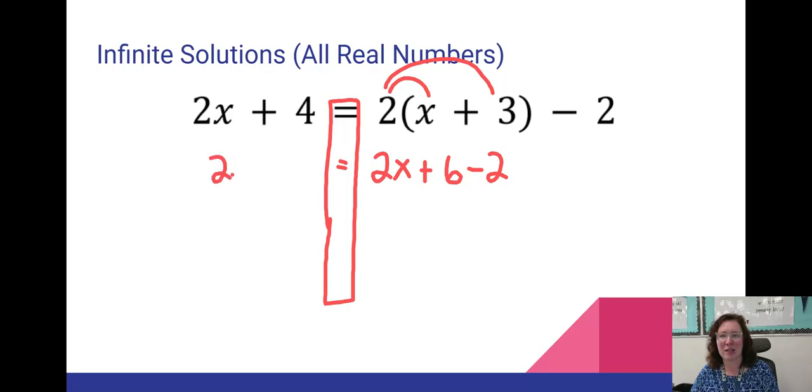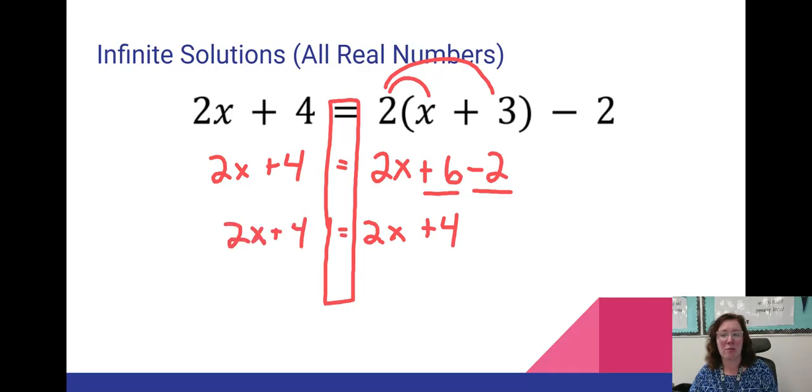On my first side, I can just write 2x plus 4 because there was nothing to combine. Now, on the second side, again, yes, I could combine my positive 6 and my minus 2. So I end up with 2x plus, well, 6 minus 2 is 4. Now, I'm going to pause right here. What do you notice about the two sides of my equal sign? They're the same thing, but maybe you get to this step and you don't notice that, and that's fine.